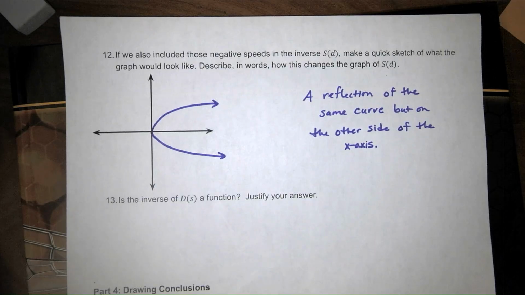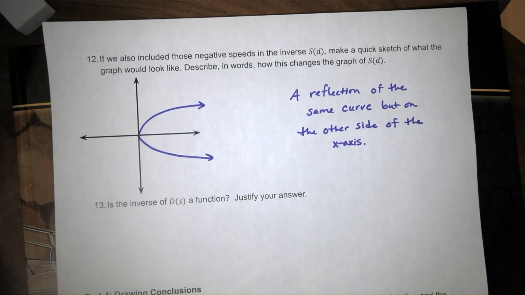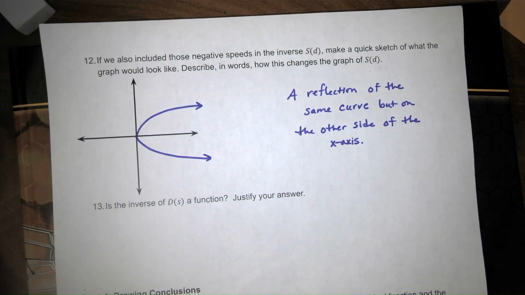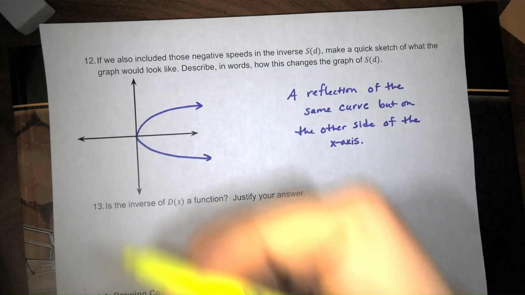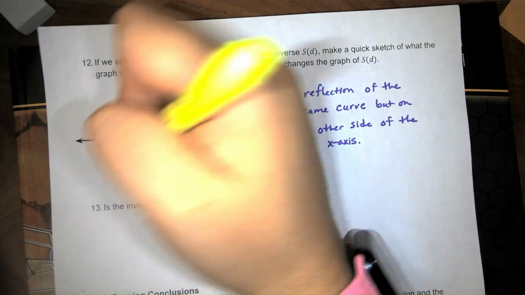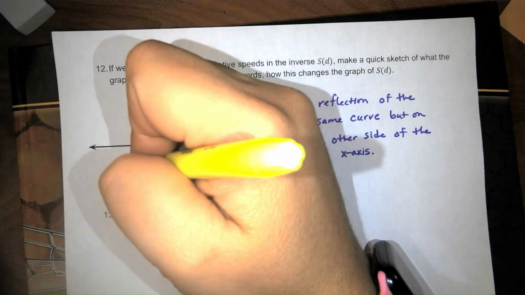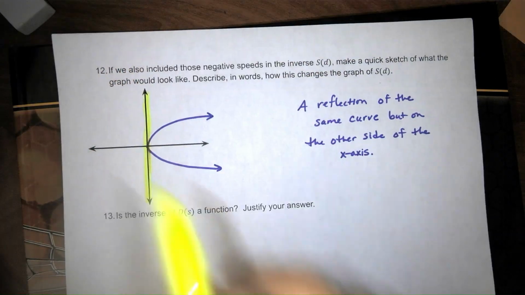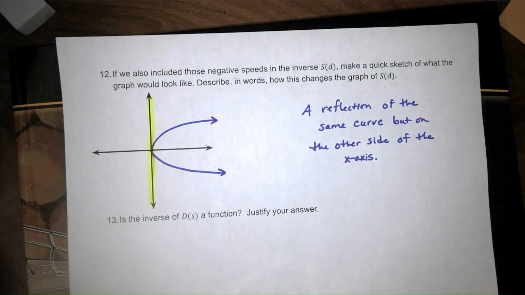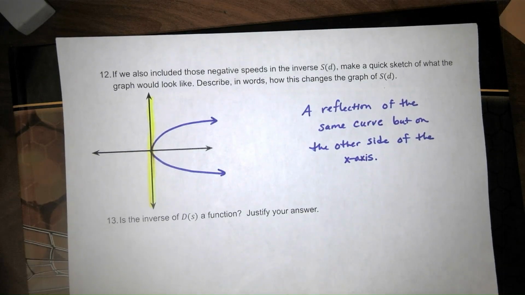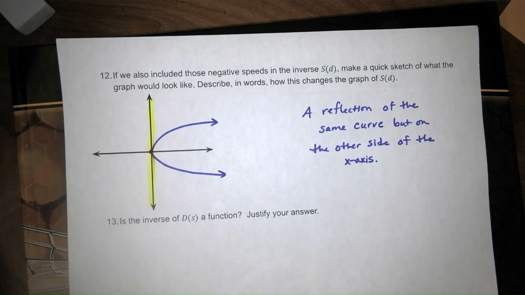So is the inverse of D of S a function? Hopefully you're looking at the graph and making a decision. There's only one place on this graph where I can draw a line where it's going to touch the graph only once, and that's right here. If I draw a line along the y-axis, it's going to touch the graph right at 0, 0, and that's it. That's the only place it only has one input with one output.